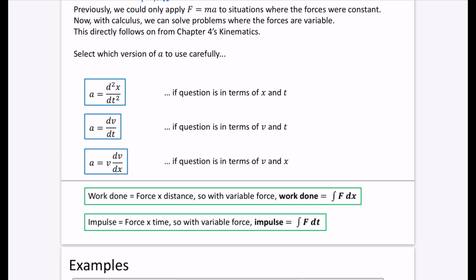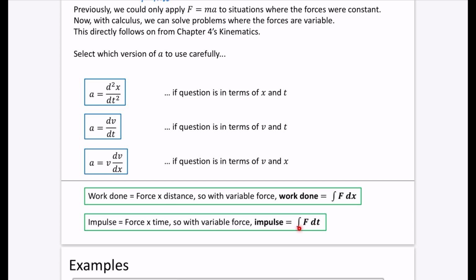And then for the impulse, if you do ever have a question about impulse, which I haven't seen yet, but I just wanted to mention it as well, impulse is normally force times time. So with a variable force, you would integrate the force with respect to time, and that would tell you the impulse that was done across a particular time period.